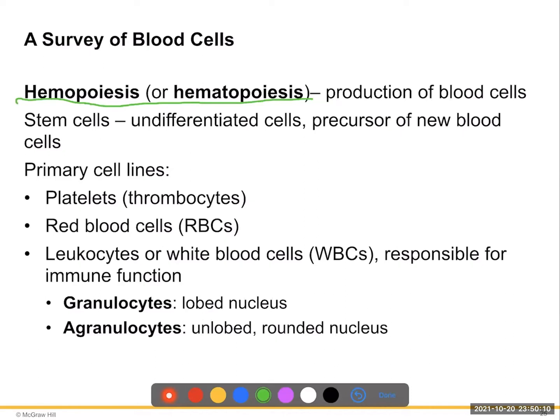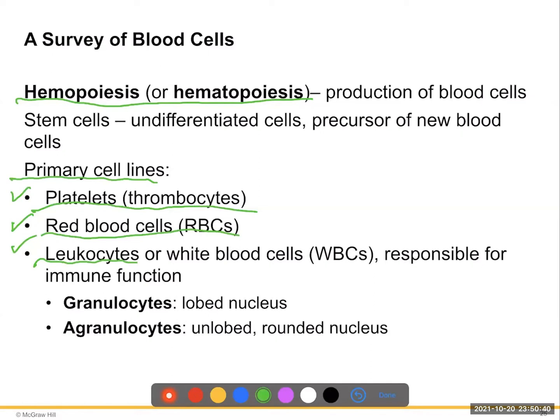So you have primary cell types. The primary cell types are your platelets, which are your thrombocytes. Those are your clotting factors. You have your red blood cells that carry your oxygen and your CO2 out of the body. And you have leukocytes. Leukocytes are your white blood cells. Those are your three primary cells: platelets, red blood cells, white blood cells. The white blood cells, the leukocytes, are responsible for your immune function, responsible for your immunity.